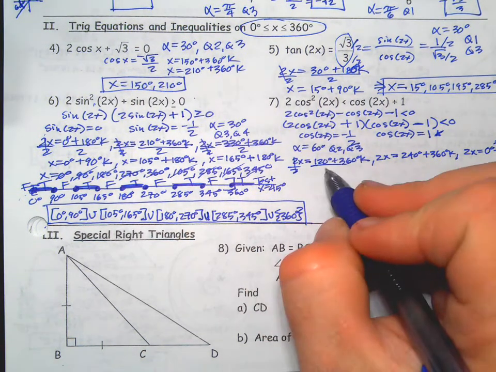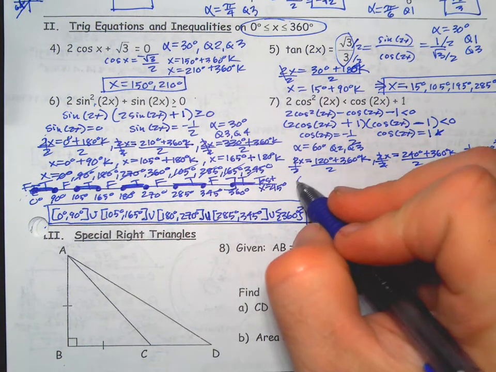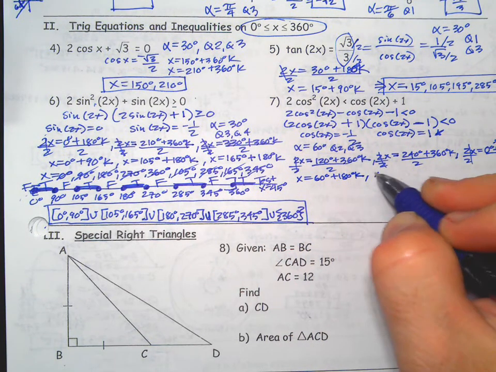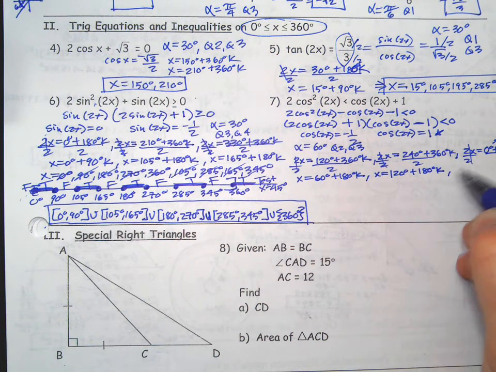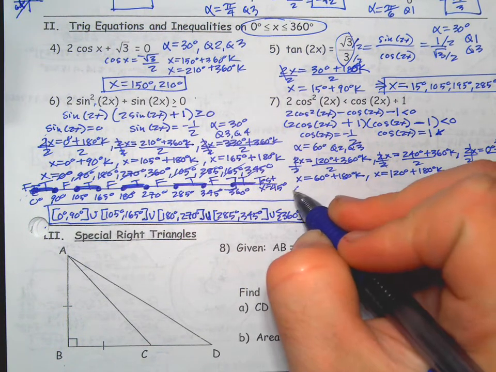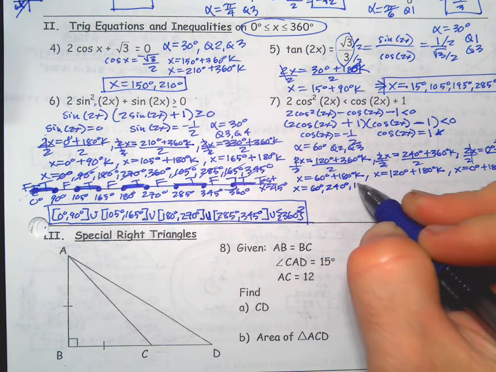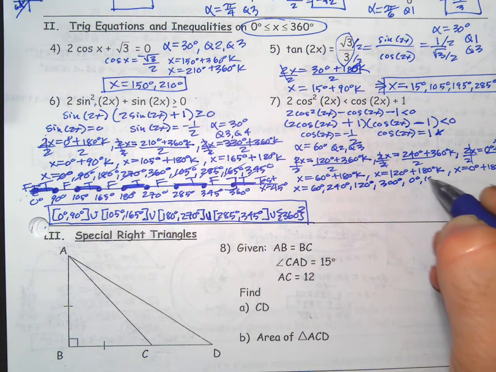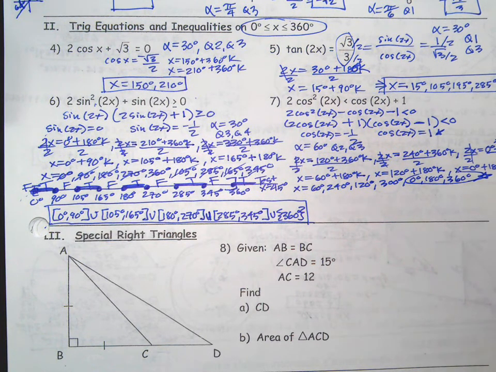Divide by 2 across the board. X equals 60 degrees plus 180k. X equals 120 plus 180k. X equals 0 plus 180k. So x equals 60, 240, 120, 300, 0, 180, 360. Now these guys are those bounces.